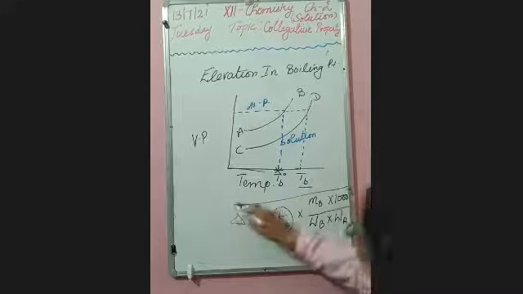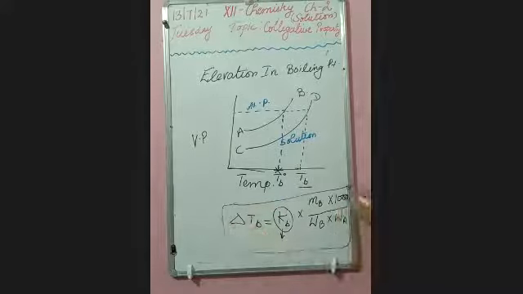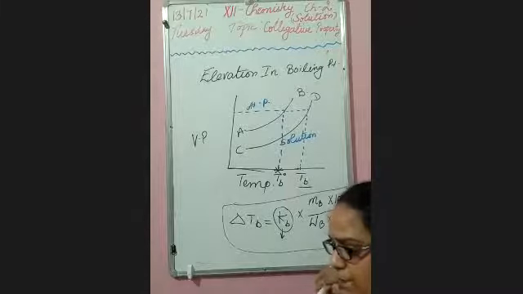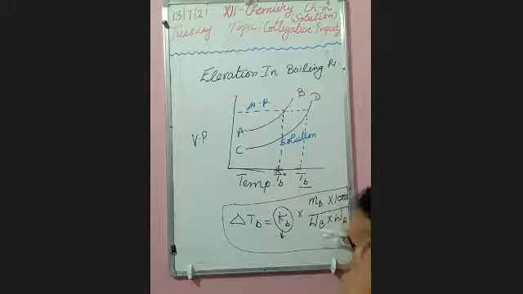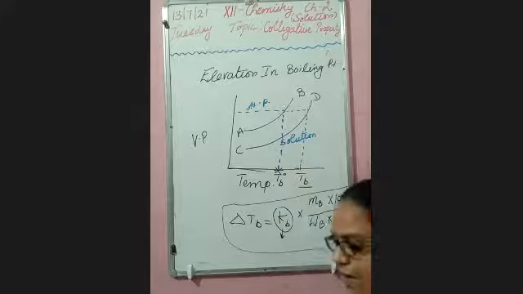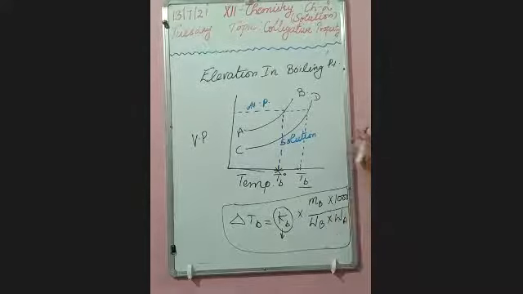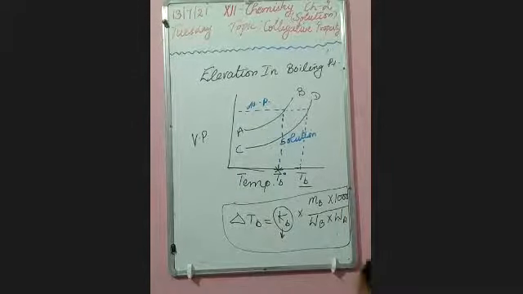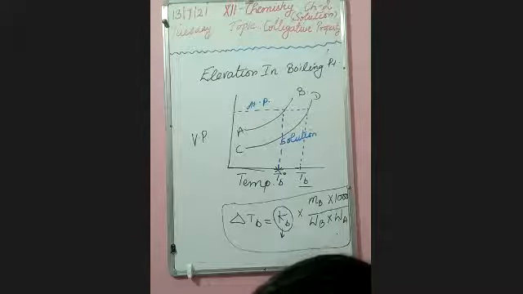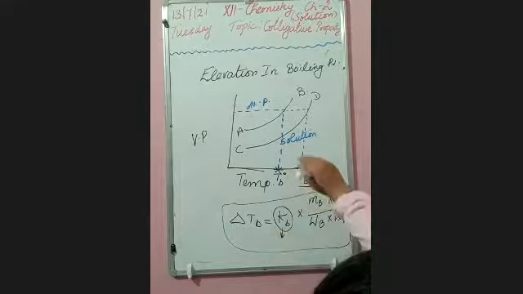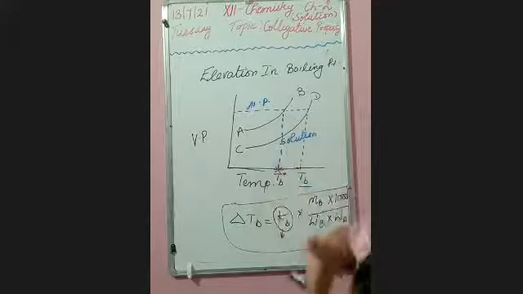So you can say that elevation in boiling point depends upon the masses of the solute. That's why it is one of the colligative properties, because it depends upon the mass of the solute and is independent of the nature of the solute. That's why it is known as a colligative property.